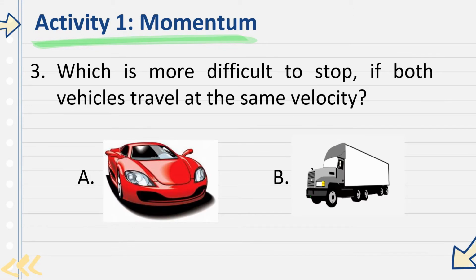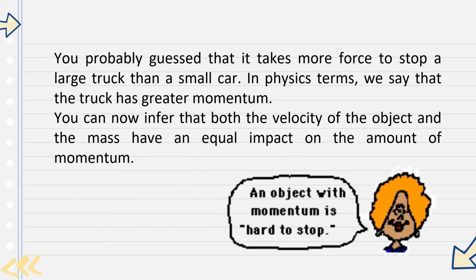3. Which is more difficult to stop if both vehicles travel at the same velocity? You probably guessed that it takes more force to stop a large truck than a small car. In physics terms, we say that a truck has greater momentum. You can now infer that both the velocity of an object and the mass have an equal impact on the amount of momentum. An object with momentum is hard to stop.